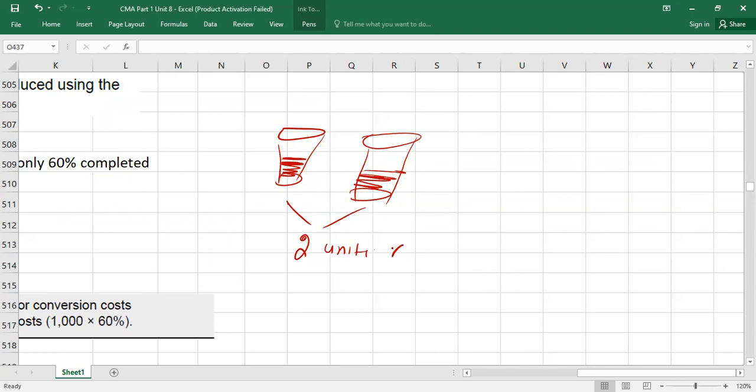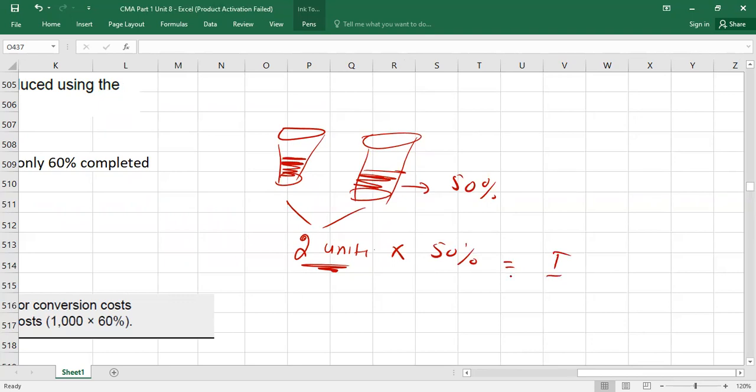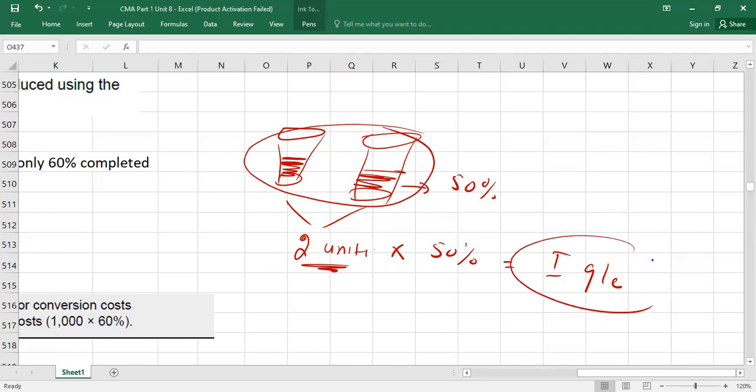How much are they filled? Their filling percentage is how much? 50%. They are 50% filled. If I take 2 units, because there are 2 units, and multiply with 50%, this will give you one unit or one glass, right? 2 times 50% will give you one glass. So what can I say? As per this theory, I can say these two 50% filled glasses are equal to one filled glass. Can I say this or not? This is the idea of the equivalent units of production theory.